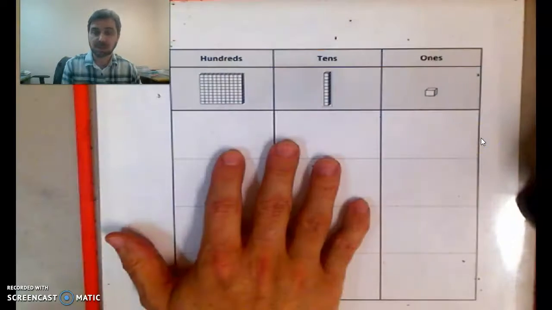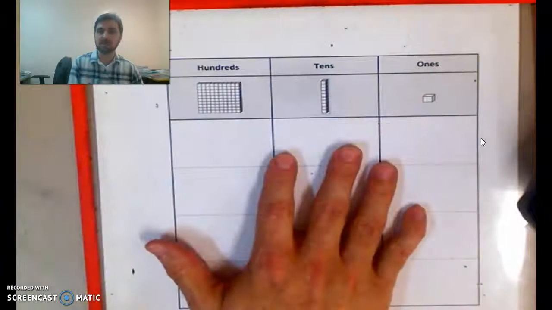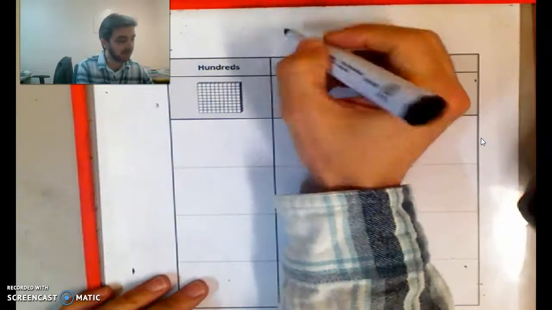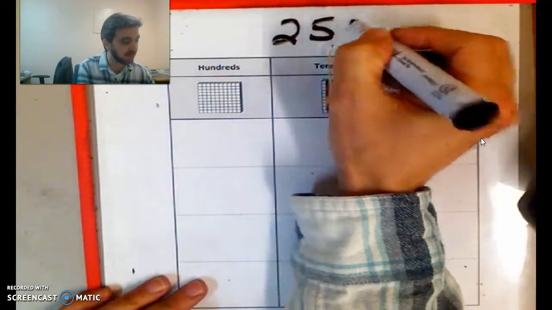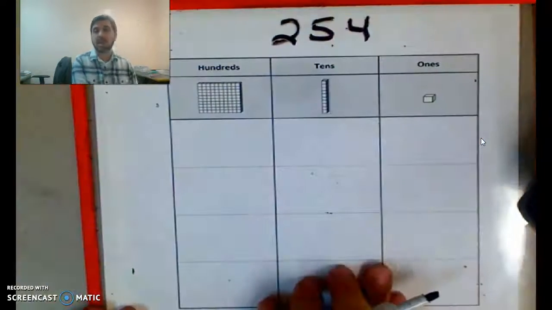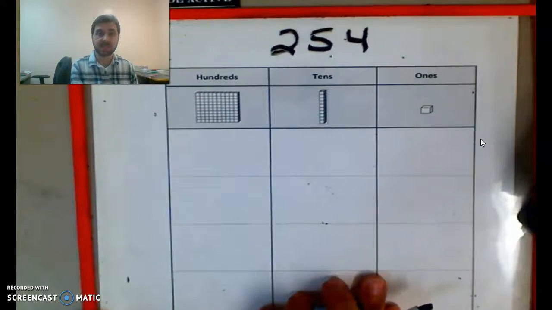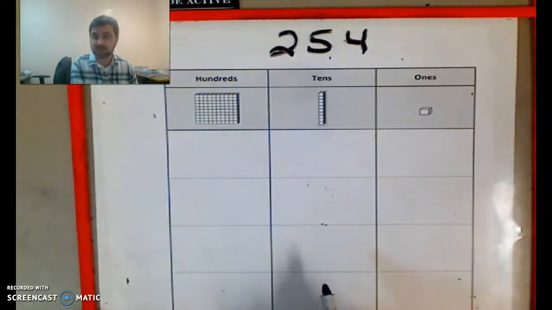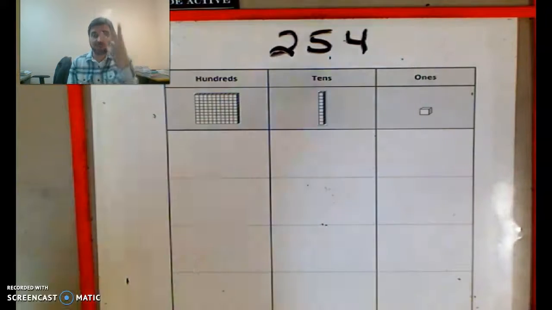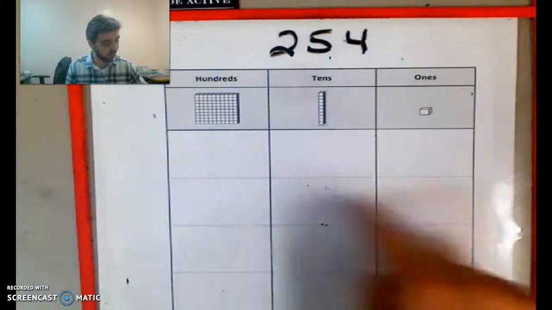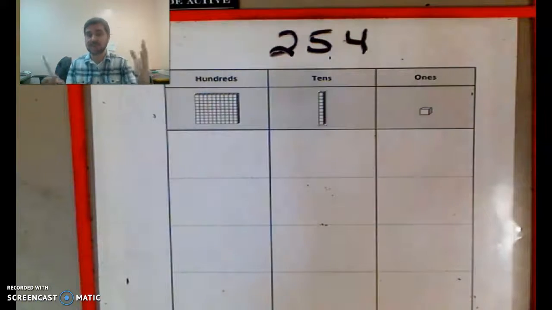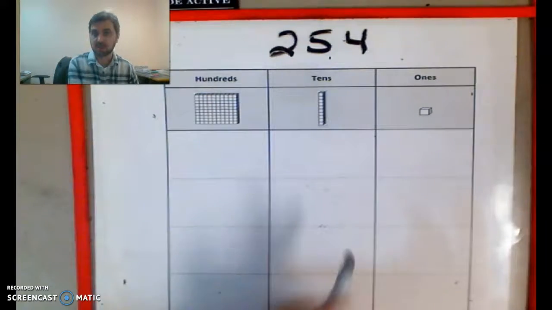All right, so boys and girls, you're going to get some work that looks just like this, except it's going to have a number. Okay, we're going to do the same number we just did, which is 254. And your job is to break up this number in at least 3 different ways. Okay, I gave you 4 slots. If you can do it 4 ways, that's fantastic, but I want you to do at least 3. Okay?